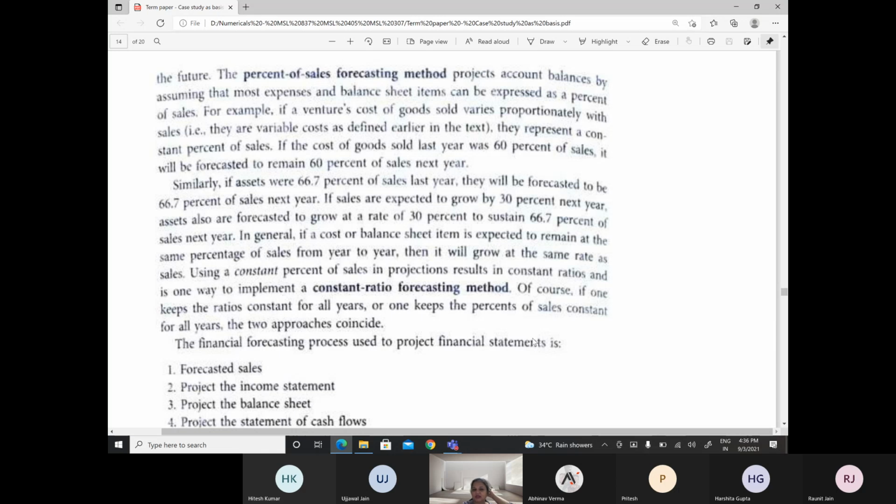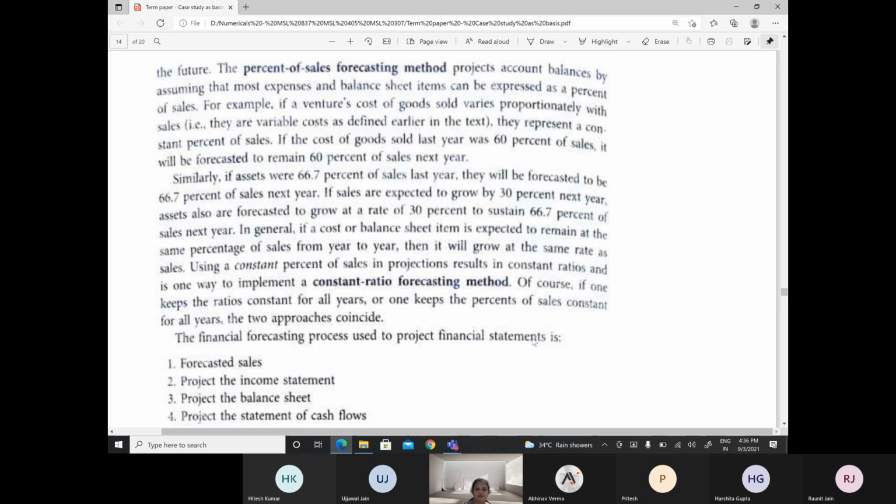So using a constant percent of sales in projections results in constant ratios and is one way to implement a constant ratio forecasting method. Of course, if one keeps the ratios constant for all years, or one keeps the percents of sales constant for all years, the two approaches coincide. So this is a very popular and very common method to project sales. However, you should be careful that if you're projecting for say 5 years, then not all costs may continue to behave the same. So you have to keep that in mind also. But for sake of simplicity, we assume that it will be a constant ratio.